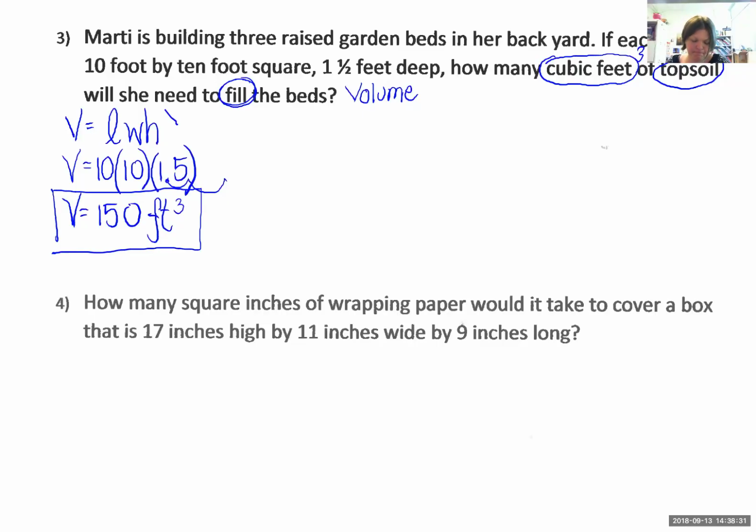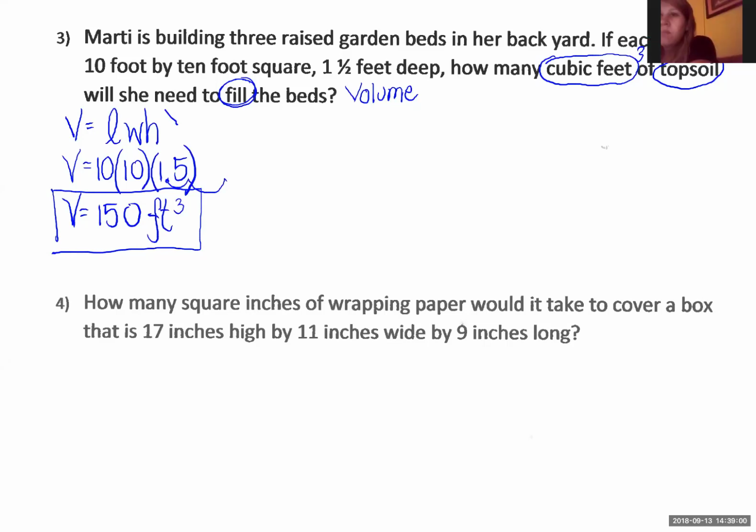So number 4 says, how many square inches of wrapping paper would it take to cover a box that is 17 inches high by 11 inches wide by 9 inches long? And again, I would ask you, what are they really asking for here? They're just asking for pretty much the surface area of the wrapping paper. We all agree that this is surface area?